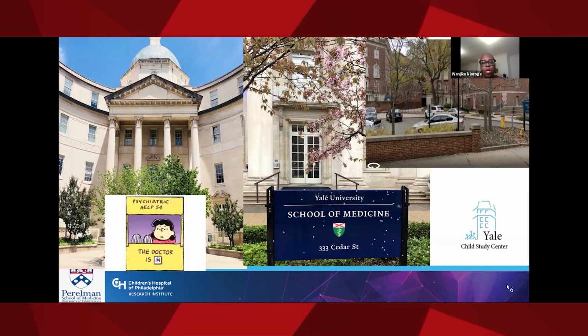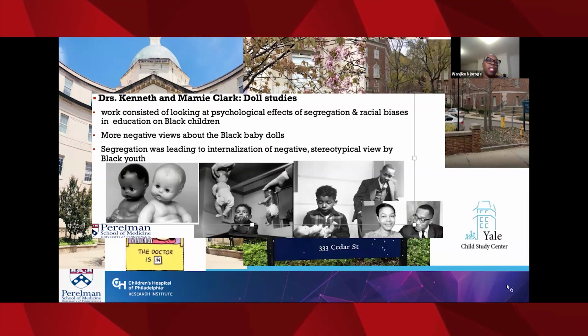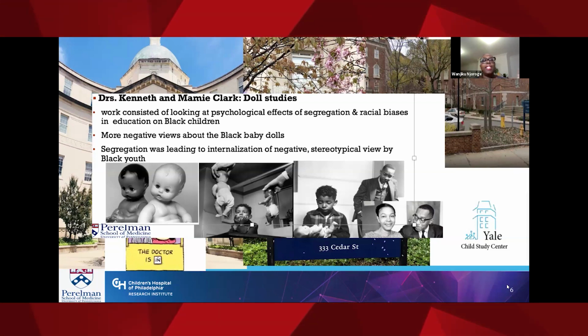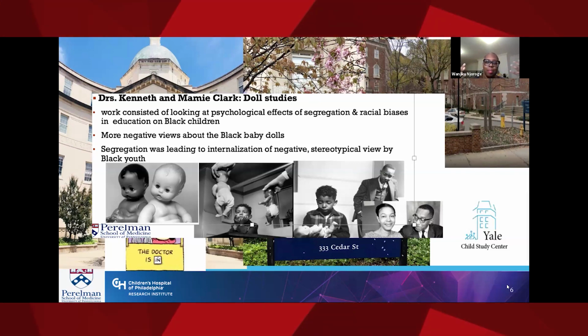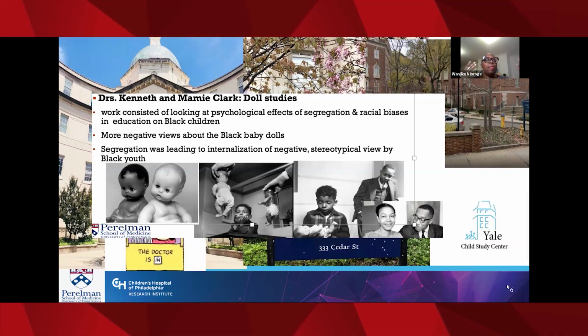Now, for those of you who aren't familiar, these were studies done by Drs. Kenneth and Mamie Clark, really in the 1930s to the 1940s. They were very concerned about the impact that segregation was having on young Black children. They did a huge amount of studies in the then segregated South and the integrated North, looking at Black children ages 3 to 5. They asked them a series of questions. They had two dolls, one Black doll and one white doll, and they were trying to understand how these children felt about these two dolls and what that might mean for how they felt about themselves.